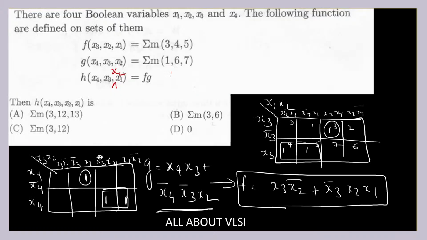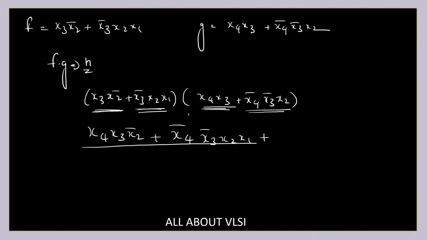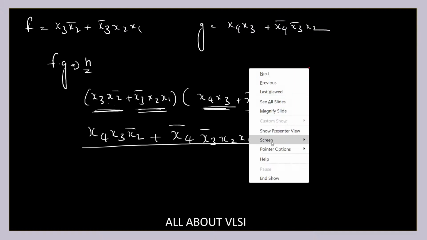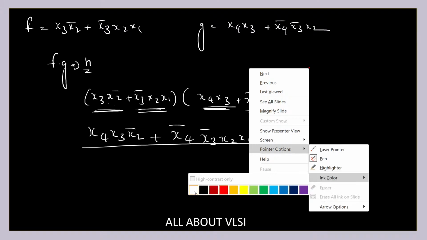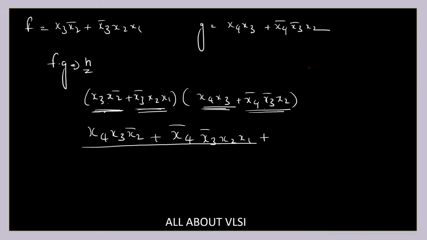So we have 3, 12, and 13, 3 and 6, 3 and 12, 0. And this is what we have got. Okay. So it is not in a standard form. So we need to convert it into standard form so that we can get our final answer.